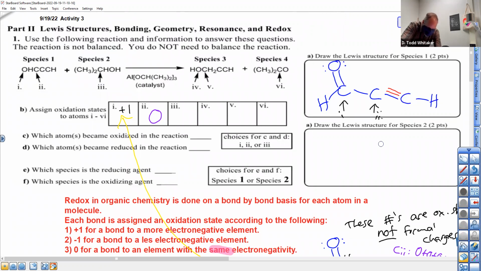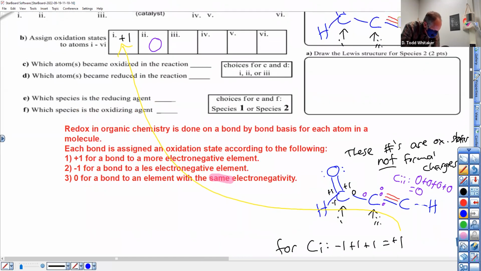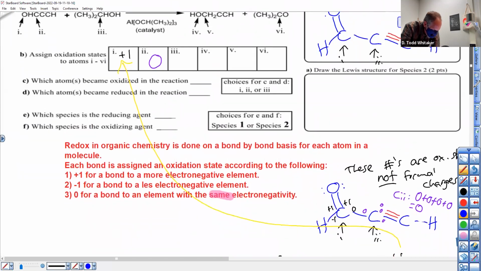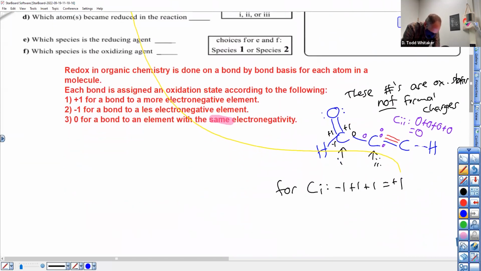Species 2 goes here. Somebody's done species 2 already. Wow, you guys are fast. There's 2 methyls, and ladies and gentlemen, it's a Lewis structure. You have to show. No, I'm going to be smart in my older age here. I'm going to draw it down here. It's an isopropanol. It's going to be C with 3 H's. I will be moving it into the box.